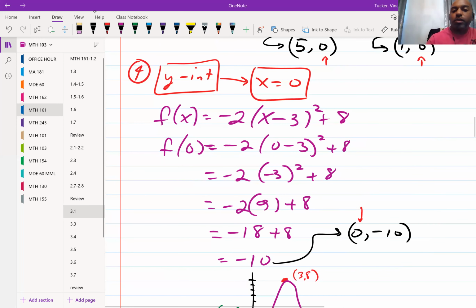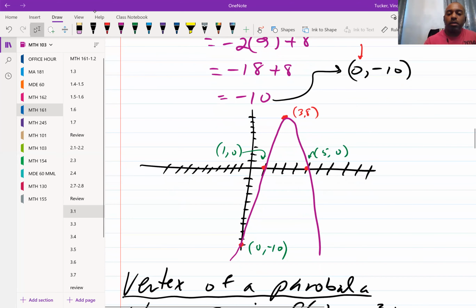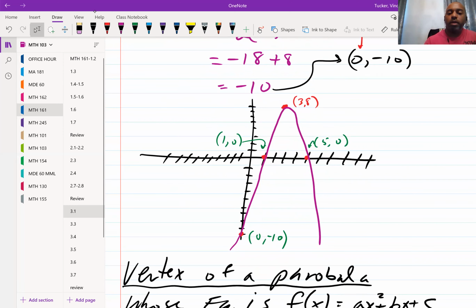All right. So then you go ahead and graph those points to give yourself a rough sketch of what your parabola will look like. All right. Everybody good?